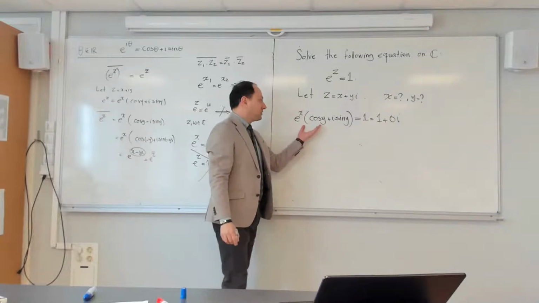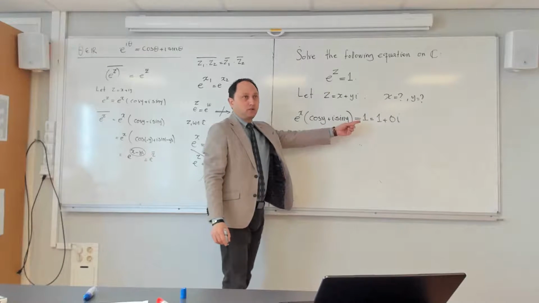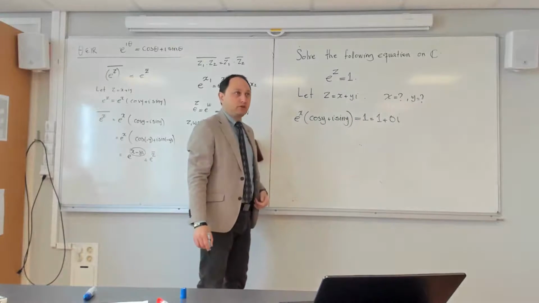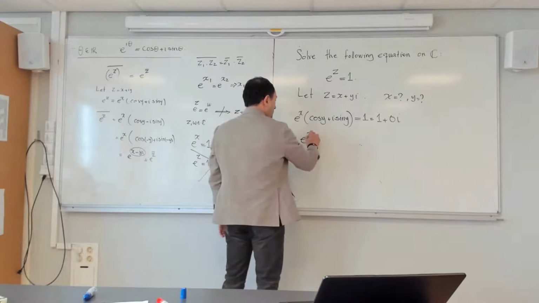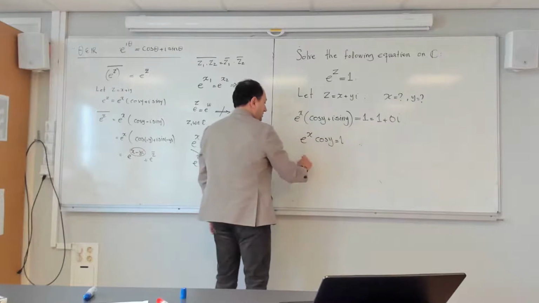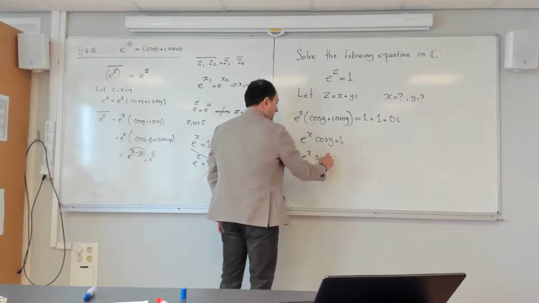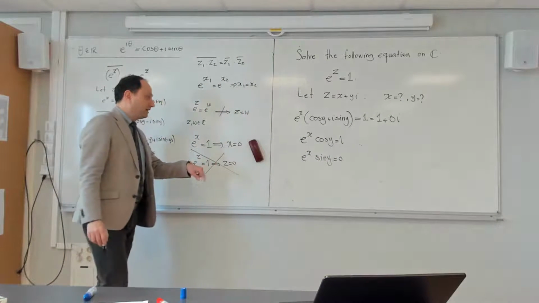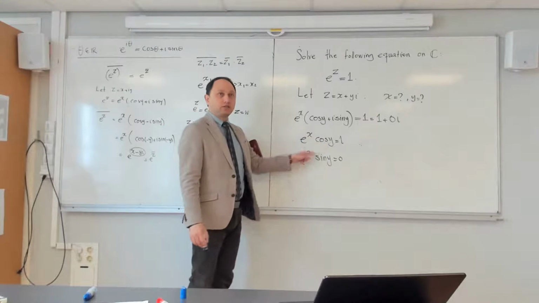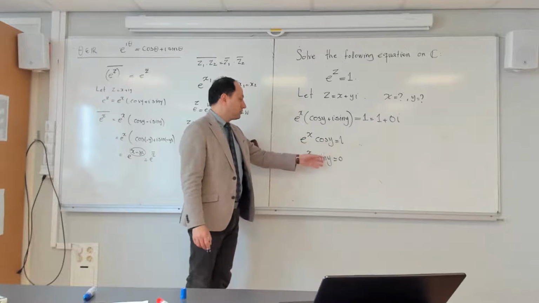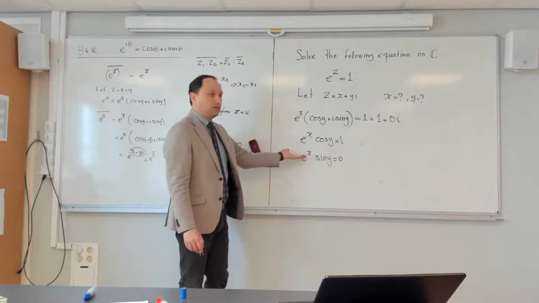The left-hand side is a complex number, the right-hand side is a complex number. They are supposed to be equal. So the real part should be the same, the imaginary part should be the same. So this means that the real part, which is this one, should be 1. And the imaginary part, which is this one, should be 0. Yes? But be careful now. These are normal functions. Yes? Normal exponential function, normal sine and cosine function. So everything is in the real numbers.